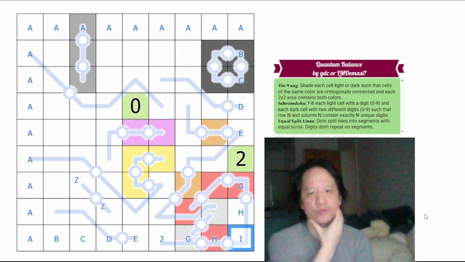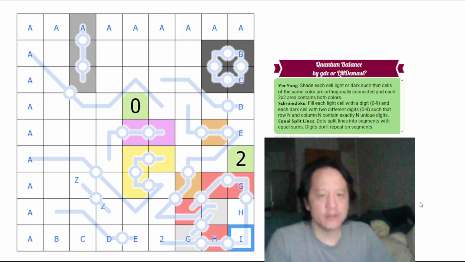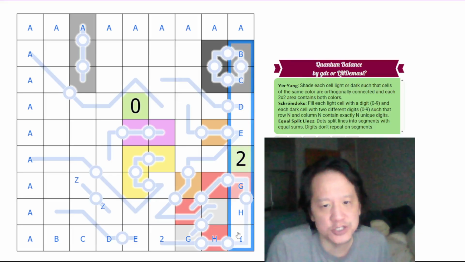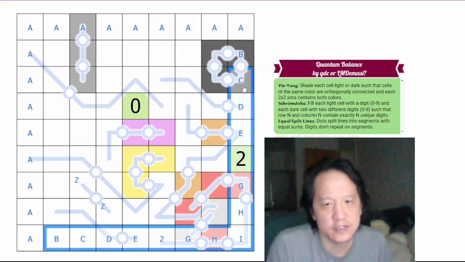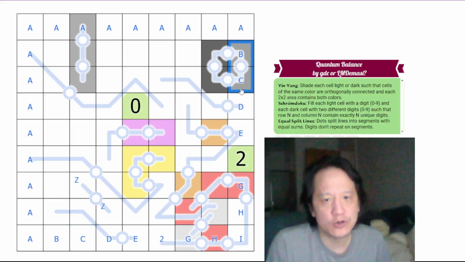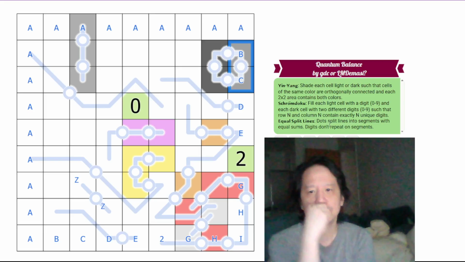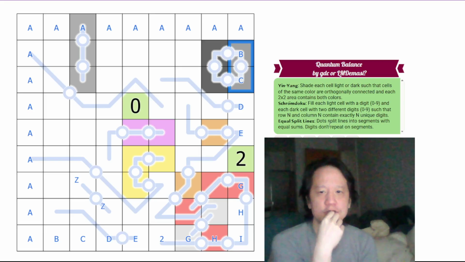But with Schrodinger, we don't have to have that add up exactly correct. But these digits are guaranteed in each of these cells. At least one of them. We could have multiple 2s up to there. And you can only have 2 different digits in our dark cell.